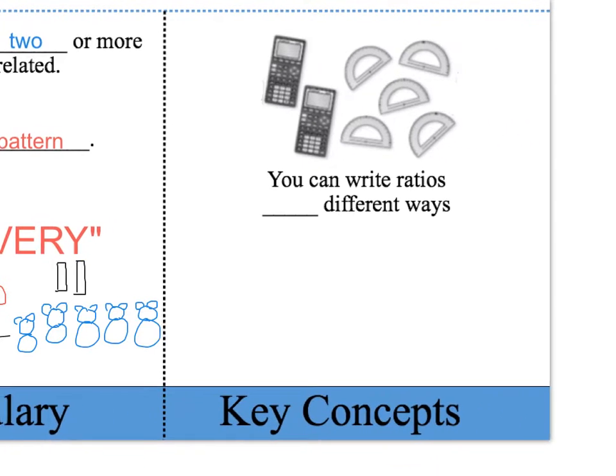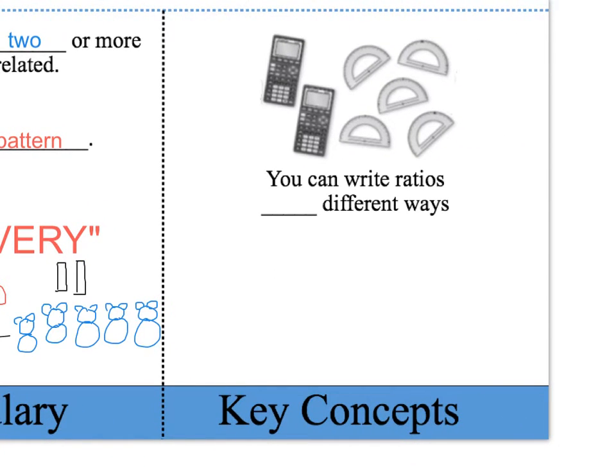So let's go ahead and talk about some of the key concepts on the right-hand side of our notes. You can write ratios 3 different ways. So I'm going to use the little image of the calculators and the protractors to write ratios. I'm going to compare two different things, two different quantities. Calculators are one quantity, protractors are one quantity. So I know that I have 2 calculators and 5 protractors. Once again, I'm comparing two different things. I can also say for every 2 calculators, there are 5 protractors. Or you can say for every 5 protractors, there are 2 calculators.